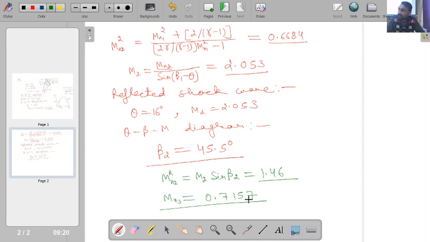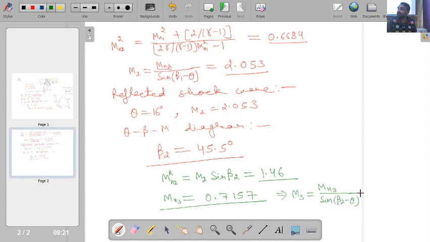If I have the value of Mn3, can I calculate M3? What will be M3 now? Tell me. See, Mn3 I have calculated. M3 is Mn3 upon sine of beta 2 minus theta, correct.